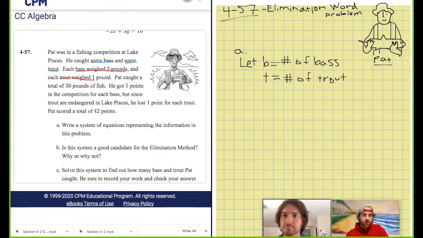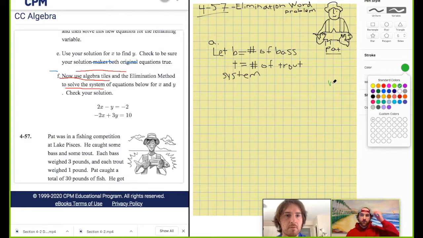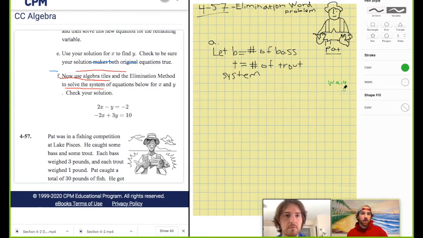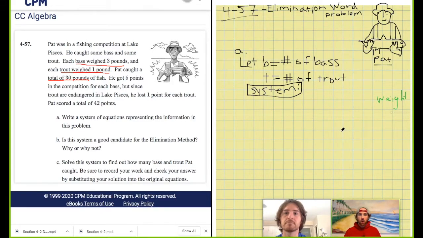That part right there tells us these are going to be our 2 equations. We know a total of weight, and we know a total of points. So we're going to have one equation representing weight and one representing points. We know that each bass is 3 pounds, each trout is 1 pound, and together they combine to make 30 pounds. For that first equation, we don't know how many bass, but we know each of them weighs 3 pounds. So we've got 3B to represent the total weight of bass, plus however much trout we have. We know each trout is just 1.